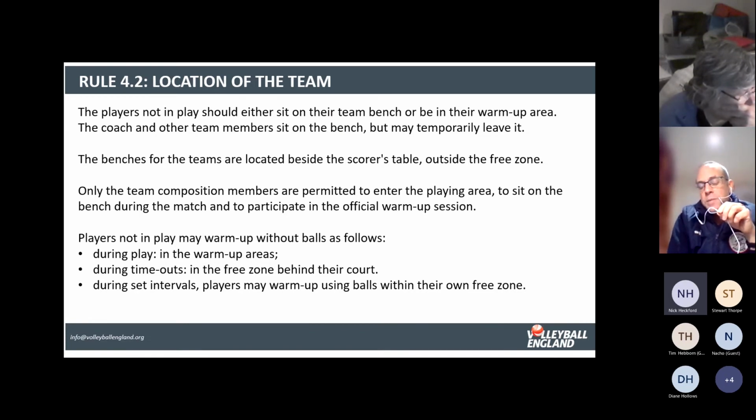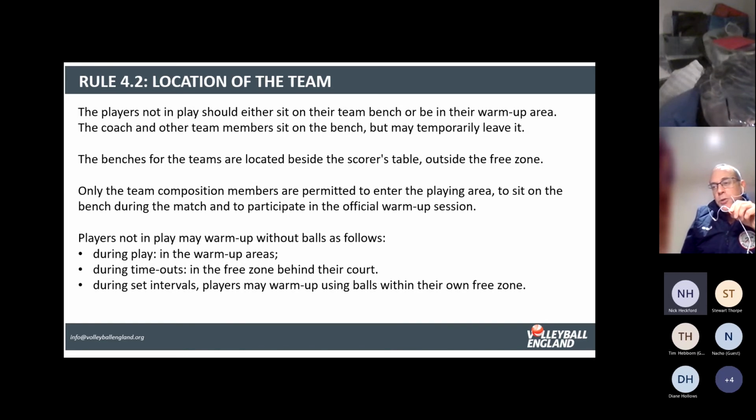So when it says official warm-up session, it means over the net. At that point, anybody who is not on the score sheet must leave the playing area. And we know that the playing area is the playing court and the free zone. So in an international match, if the coach is able to determine who is going to sit on the bench with them, they can identify up to 4 assistant coaches, and they don't have to have the therapist and the medical doctor on the bench.